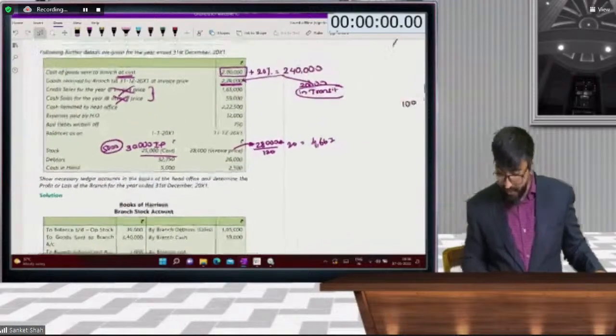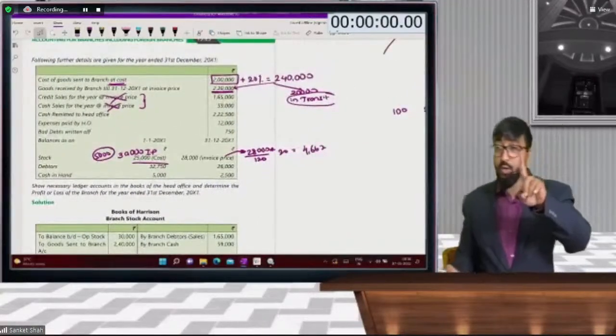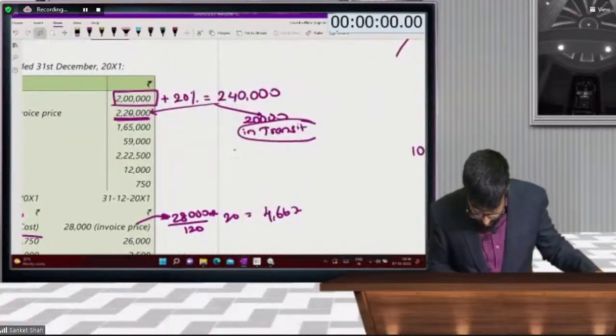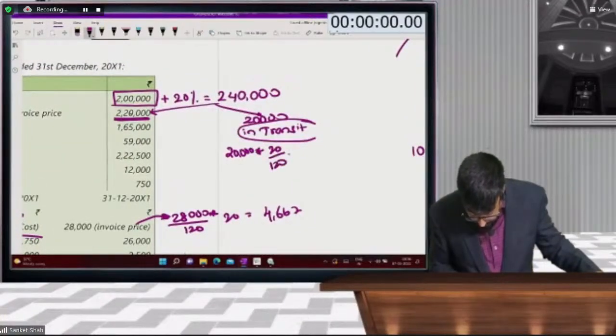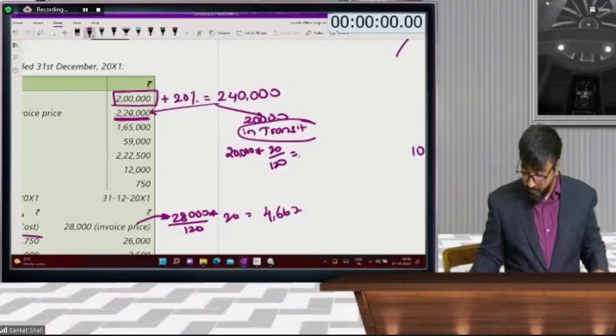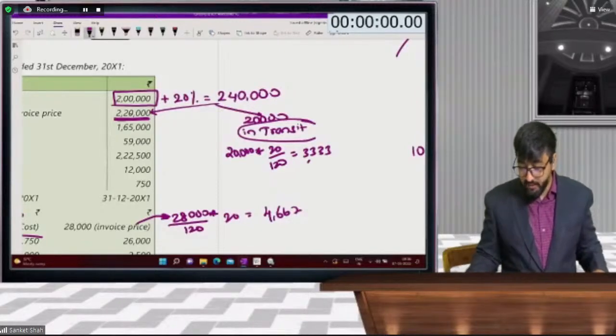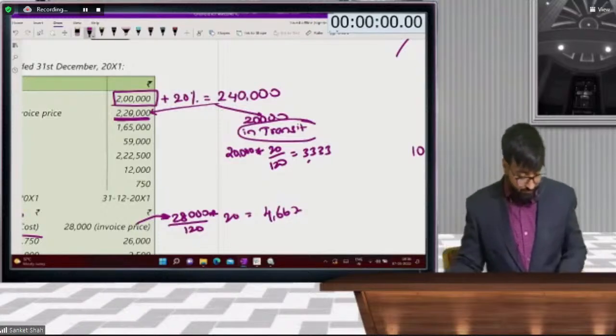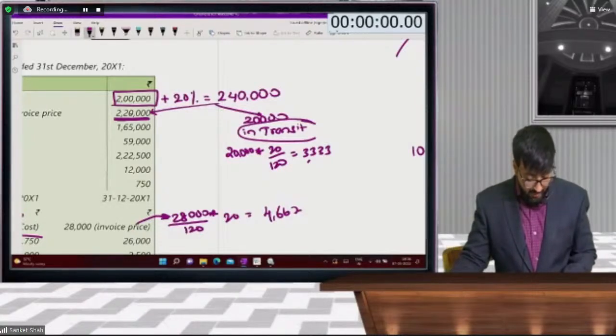Yes, and one more point. You are going to calculate loading, so this is also a very hidden adjustment. 20,000, loading you have to calculate on this, divided by 120 into 20. So 20,000 into 20 divided by 120, loading will be 3333. So there are two loadings in this question, 3333 and 4667. So loading has to be recorded, beta.